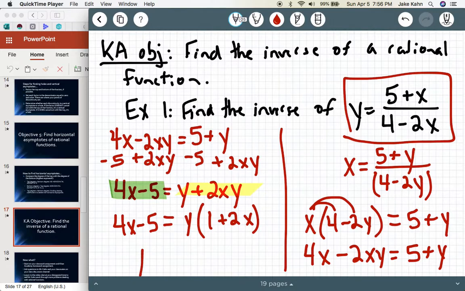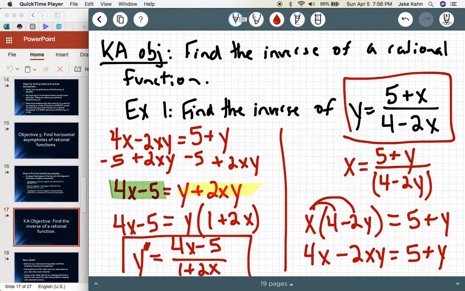So the inverse of a rational function is another rational function. In this case, the inverse, I'm going to put that apostrophe there, y apostrophe is the inverse of y. This is equal to 4x minus 5 over 1 plus 2x. So that's just one example to get you started on that Khan Academy objective. If you're having more trouble with those problems, then please make sure you're reaching out to me throughout the week.